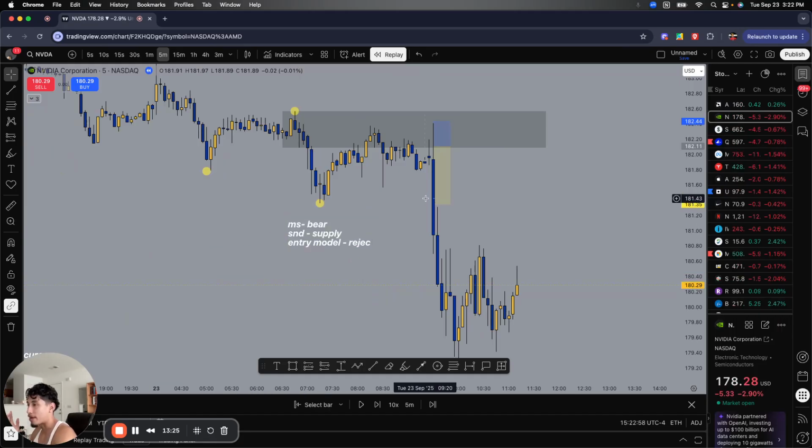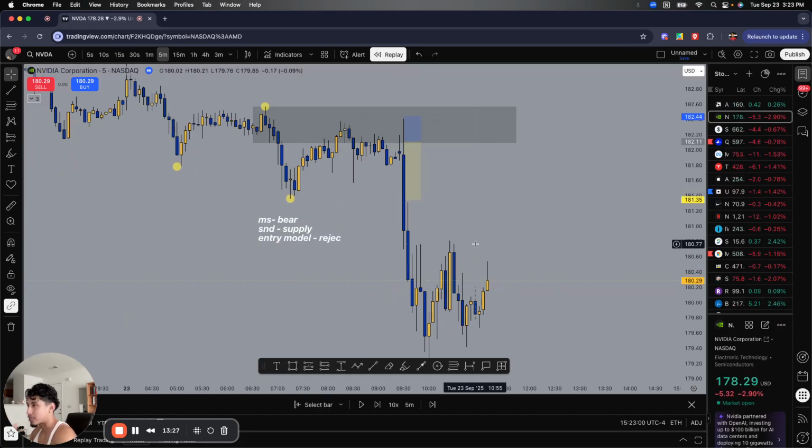Once you start seeing the pattern, once you start seeing what is actually valid and what is actually not, you're going to be identifying these zones, and you're going to be identifying these three things very, very smoothly. And the good thing is that it's only three things that you really need to master, like market structure. Once you've identified market structure, then you're good. Once you've identified what a valid supply and demand zone is, then you're good. Once you've mastered the three entry models, then you're good.